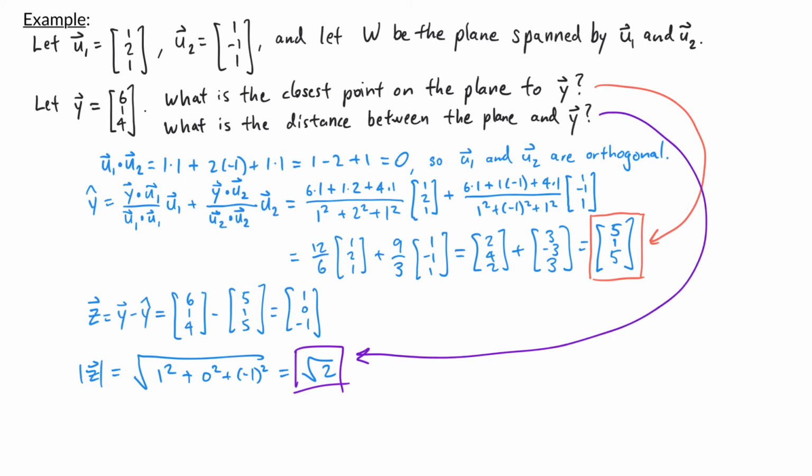So that's where we'll stop for this video. One important thing to note is that when we take these projections, we need an orthogonal basis. So what if you don't have an orthogonal basis? In the next videos, we'll talk about something called the Gram-Schmidt process, which is a way to turn a regular basis into an orthogonal basis.